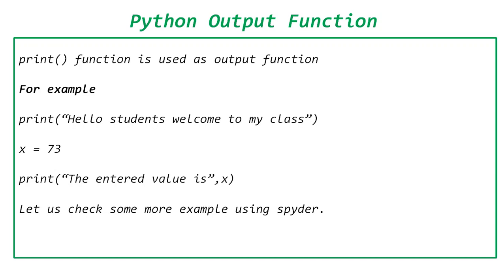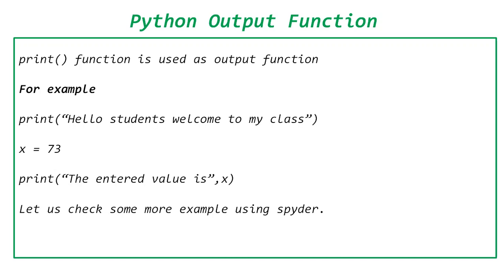in the lab lectures. For example, you can write print, "Hello students, welcome to my class" in double quotes. You can write the content in single quotes also. If I write x is equal to 73, it means an integer value is automatically assigned to the variable x. You can check the type of that variable also. If I write print, "The entered value is", comma x, I can print the value of x.